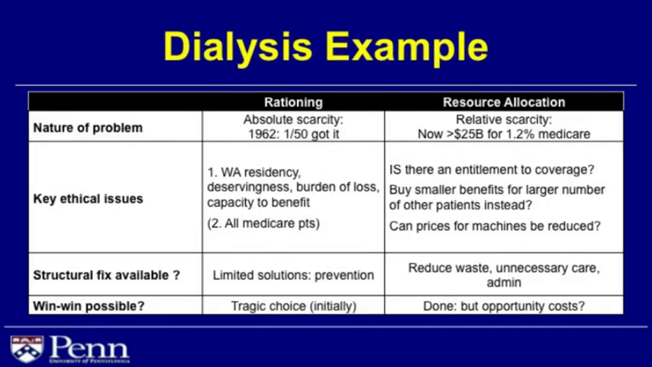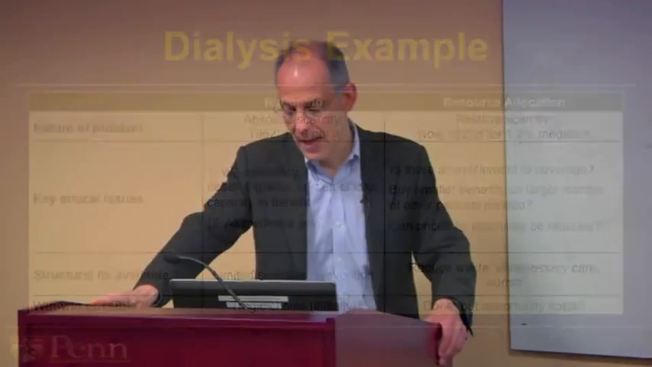Is there a win-win possibility? Well, in rationing cases, it's typically a tragic choice. Some people will get it, others won't. That's initially. But when the government decided to pay for it, suddenly manufacturers could produce a lot of machines, hospitals could buy them, and it was not a question of who got dialysis. It was a question of, well, if we're spending money on dialysis, what aren't we going to focus on, or what's going to get less money?